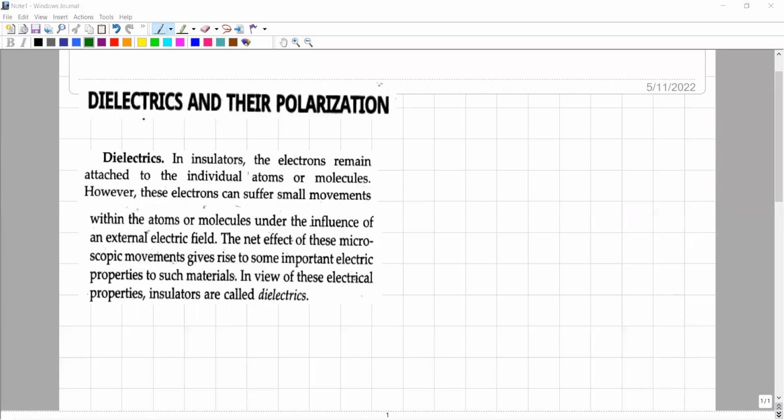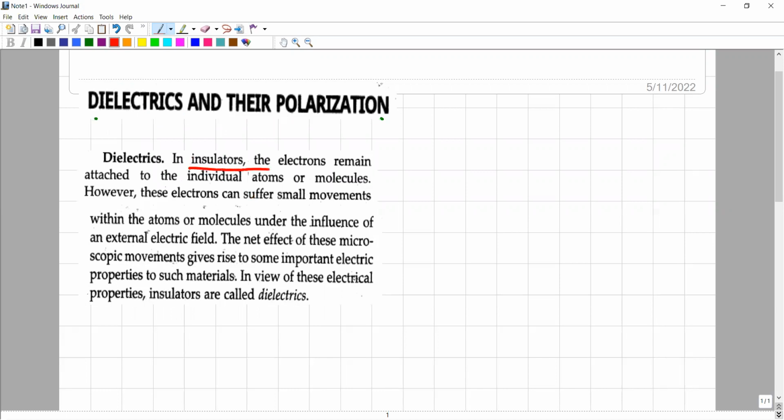So we'll start with this topic, dielectrics and their polarization. First we have to understand what a dielectric is. Now you already know what a conductor and what an insulator is. So let's read some theory about insulators first.